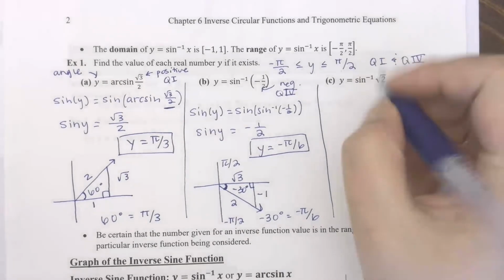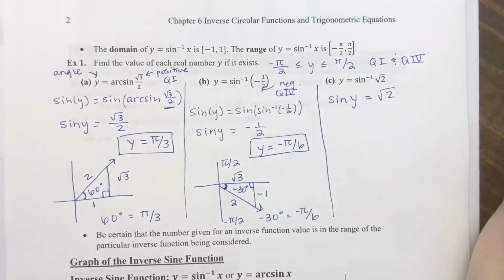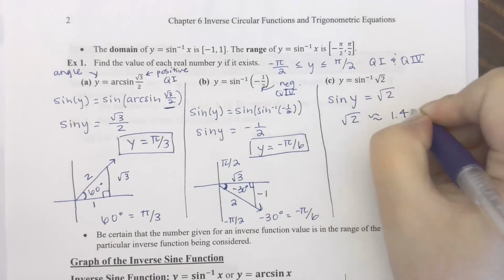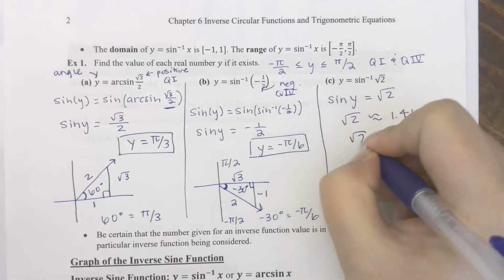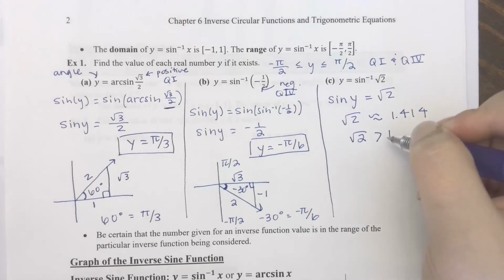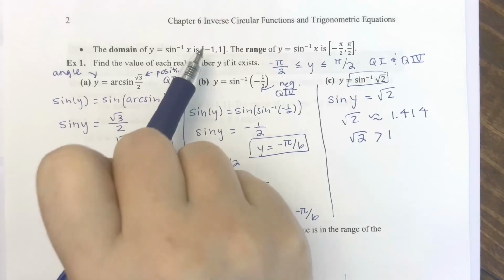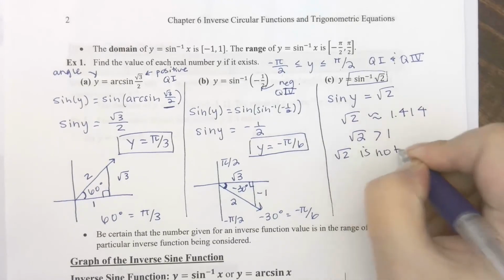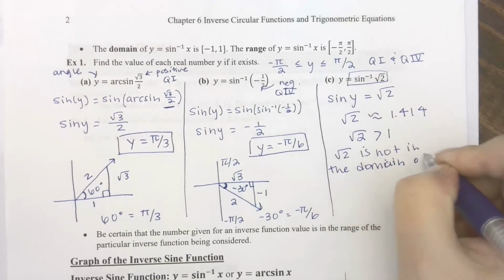Okay, here, so we take sine of both sides. So we have sine y equals square root of 2. Okay. Square root of 2 is approximately 1.414. Okay, so that means that square root of 2 is greater than 1. Okay, recall that our domain of sine inverse has to be between negative 1 and 1. So square root of 2 is not in the domain. Okay, it is not in the domain of the inverse sine function.